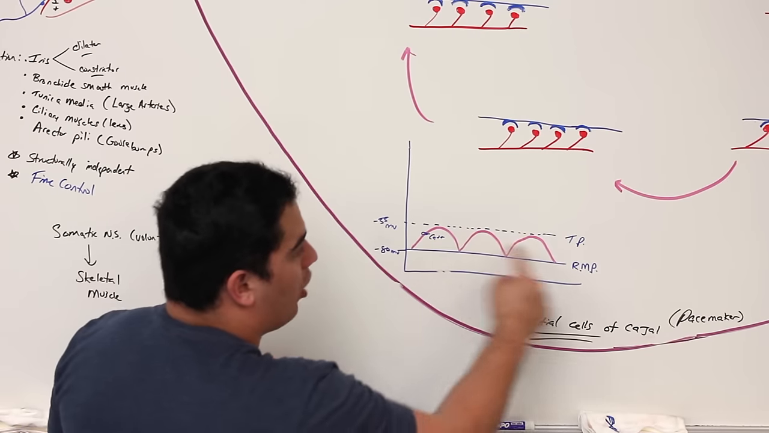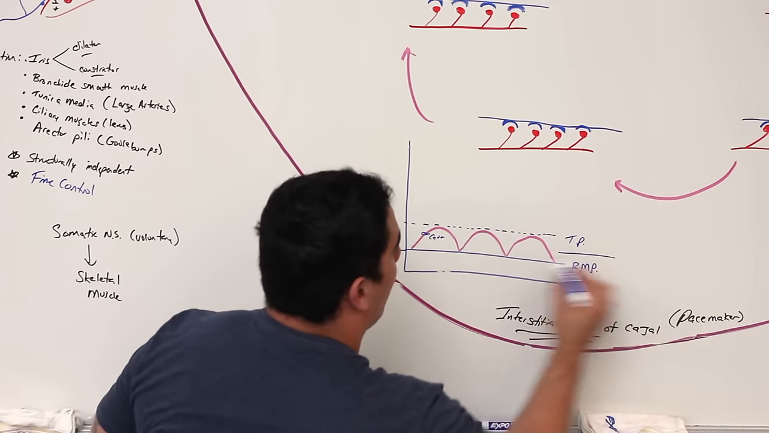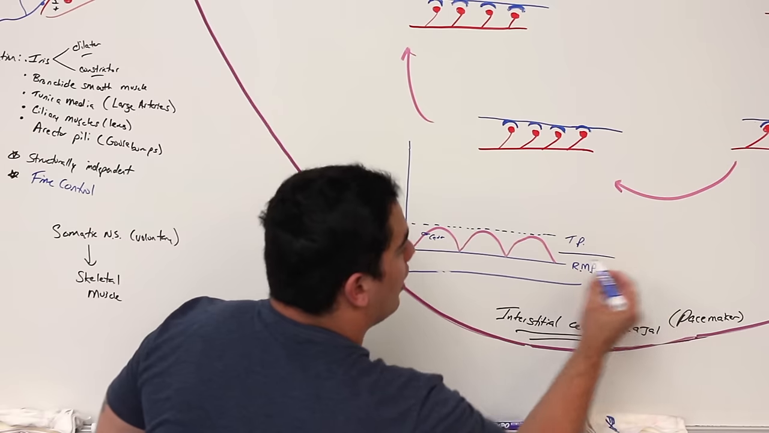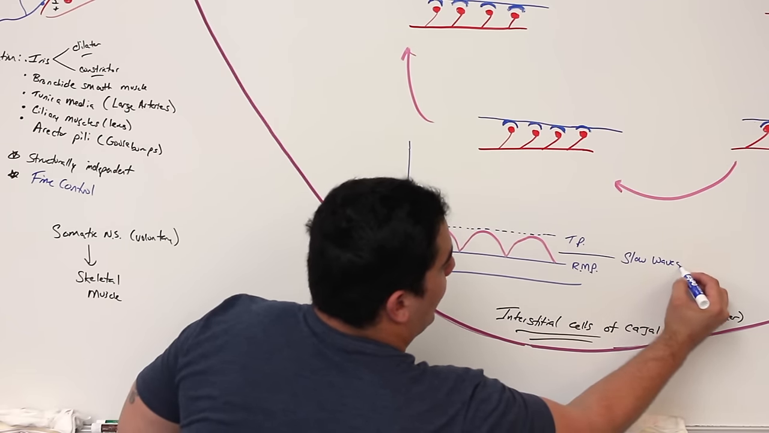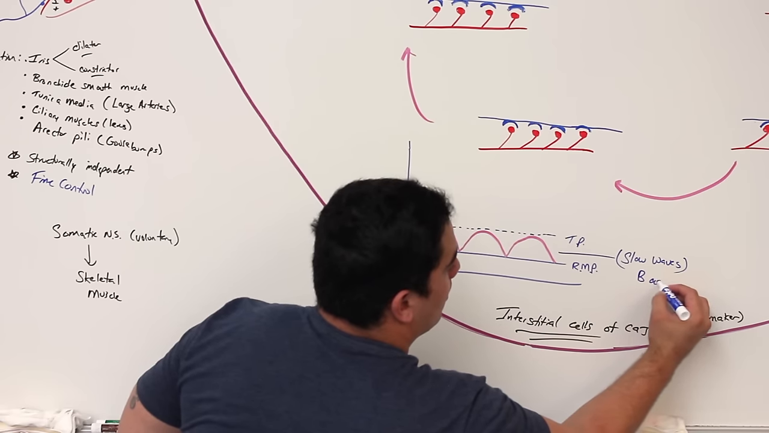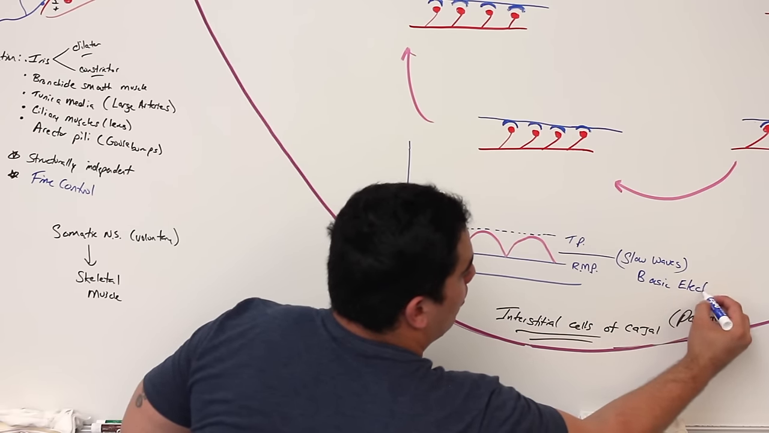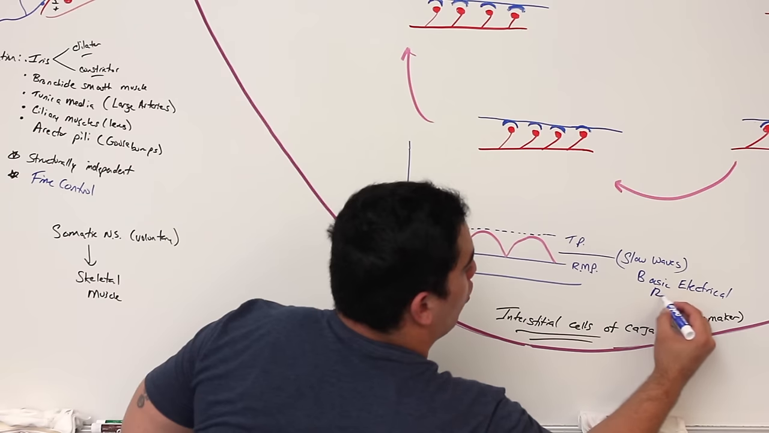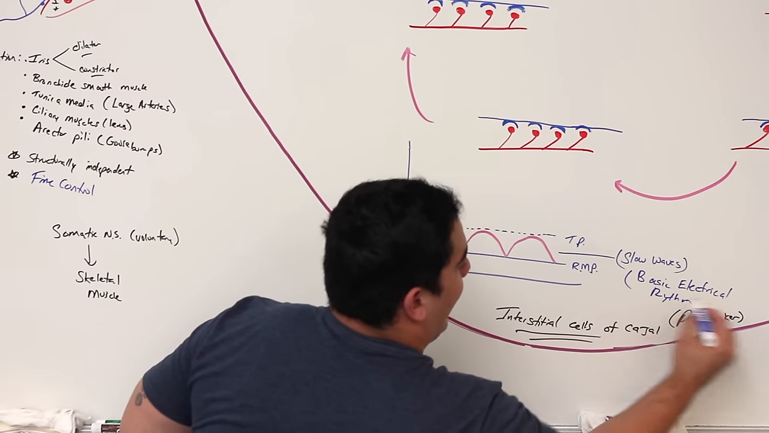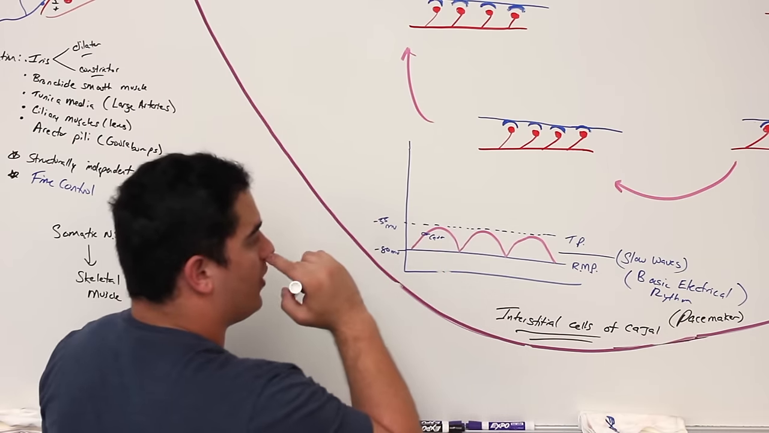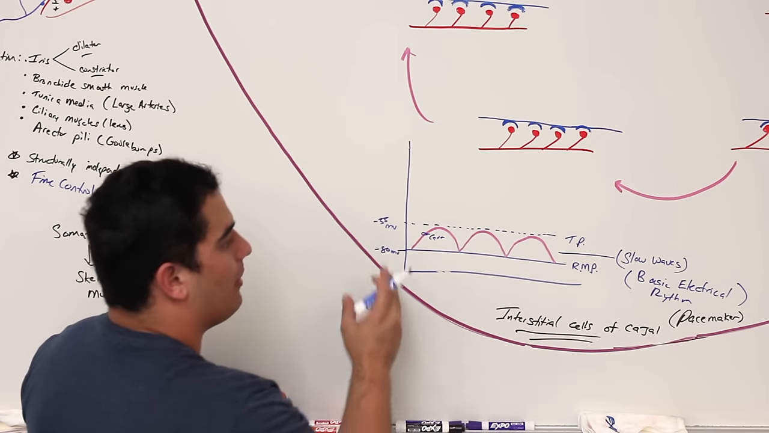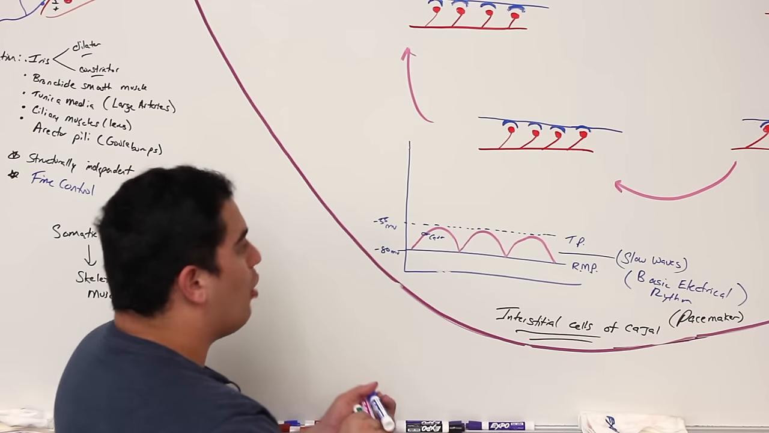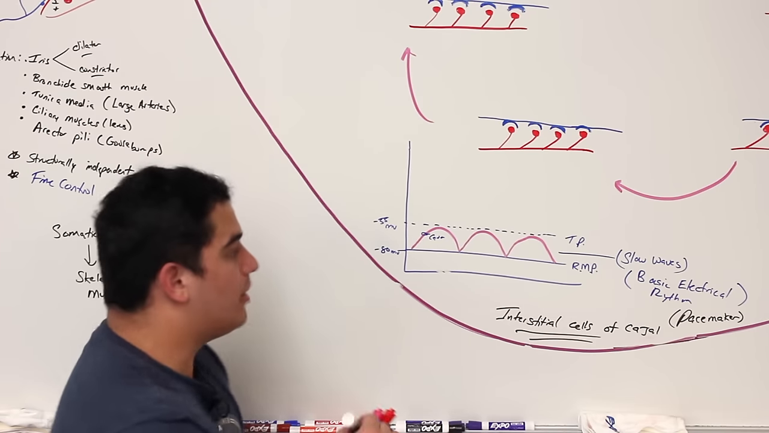And again, what do we call these? These things right here, where you go up and down very, very slowly, are called slow waves. It's basically the basic electrical rhythm. And again, what are these slow waves due to? They're due to these calcium channels that are constantly leaking and allowing a little bit of calcium to come in. Well, why does it go back down? Well, because potassium channels open.